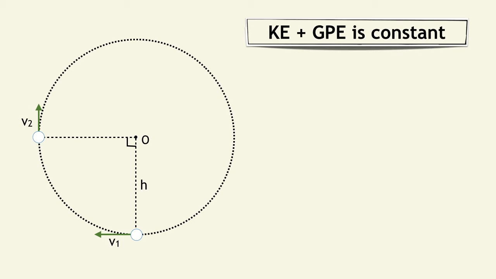So we know that GPE plus KE is constant. So when we're looking at the bottom, where the object has a speed of v1, the total mechanical energy is half mv1 squared. We're going to take the position of the object when it has v1 velocity as 0 height. Okay? So therefore, the total mechanical energy is 0.5 mv1 squared.